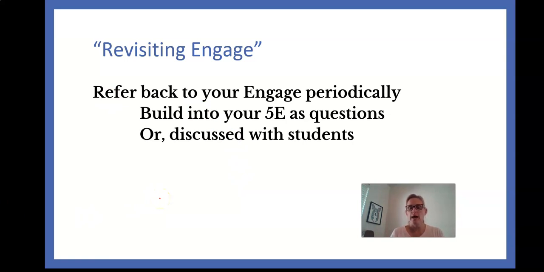Oh, let's talk a little bit about how long 5Es take. In my NGSS curriculum writing, it's usually like 4 to 7 days for one 5E. In AP Environmental Science, it's usually 2 days for a 5E. And that's due to time, and students can get through them more quickly.